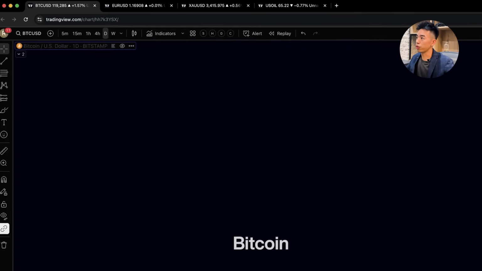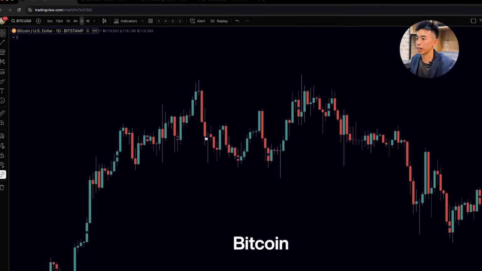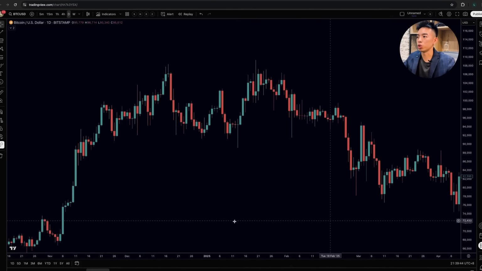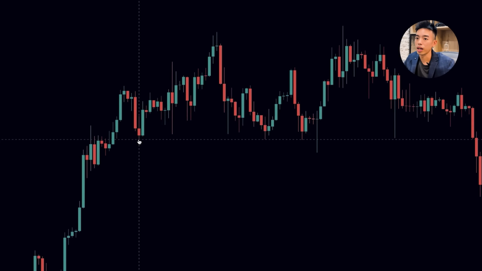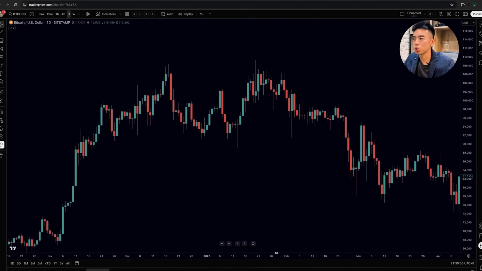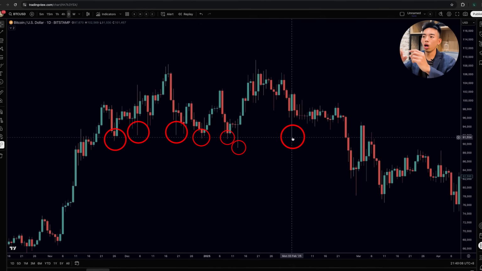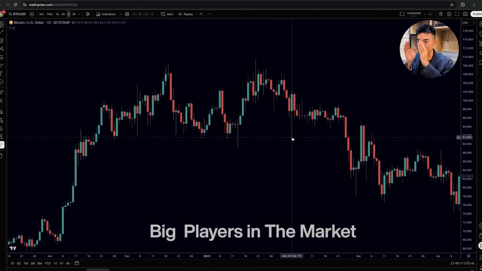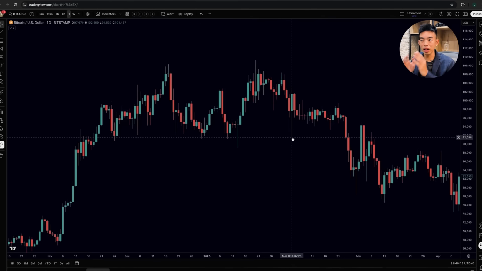Okay, now if we look at Bitcoin here on the daily time frame, I want to draw your attention to this price point here. At around 91,000 here, we have a few areas where price continues to move up from. This point here, this point here, here, here, here, and here. So all of this is telling us there are big players in the market holding, because they believe it's at a very good price and buys are supposed to happen there.